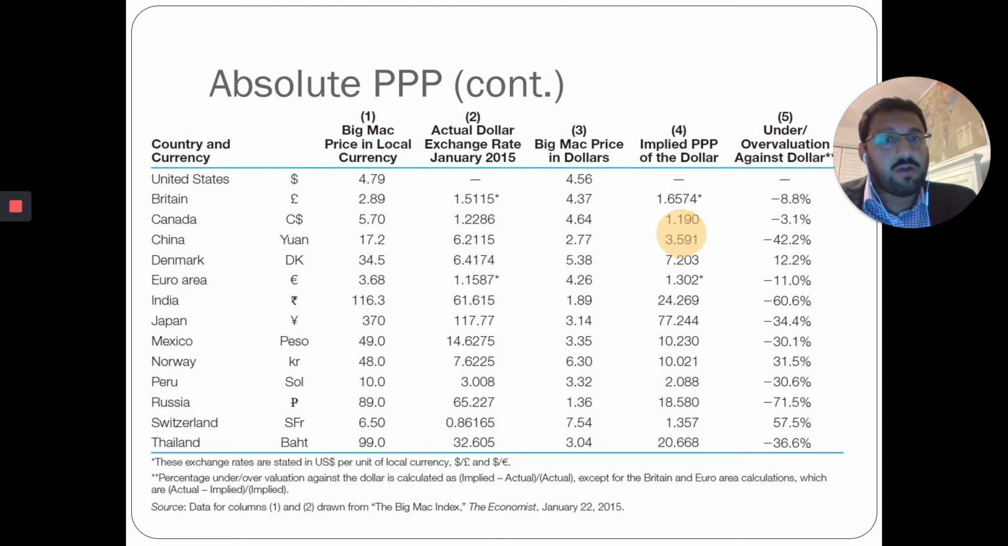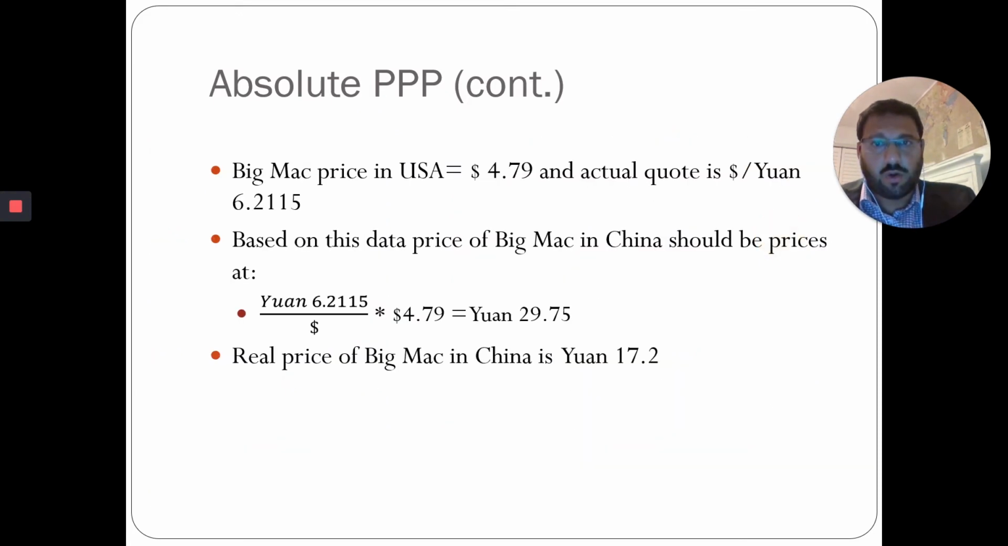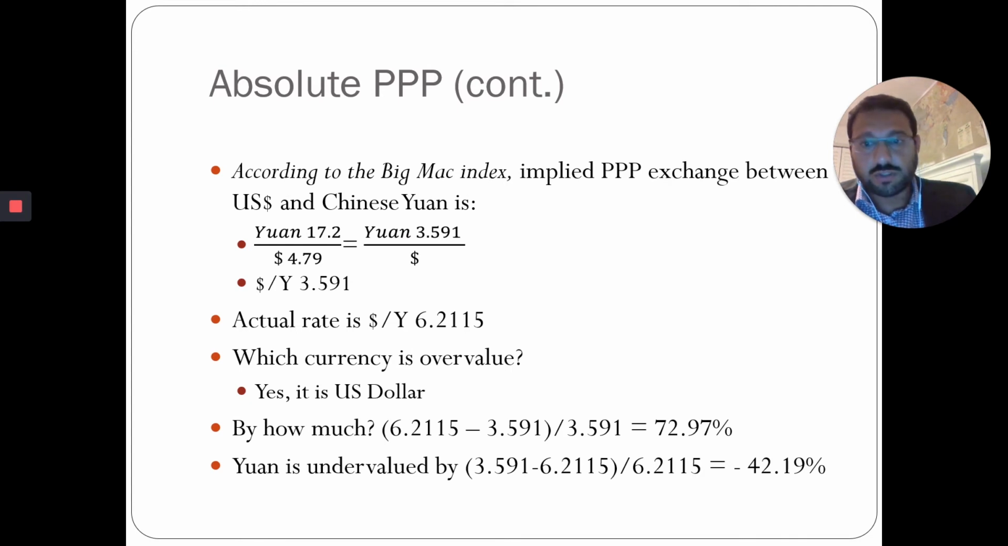So 3.59 minus 6.2115, divided by 6.2115, you will get minus 42.2%. This calculation is also given on the other slide. All these things on the slide I have discussed in the previous slide, but just verbally. So we can see that the US dollar is overvalued and the yuan is undervalued.